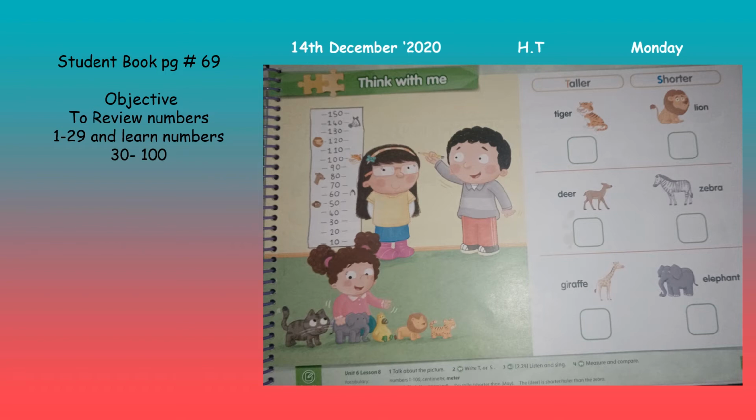And then what you have to do? You have to practice these sentences like: I am taller than you, or you can say she is shorter than me, the deer is shorter, and the zebra is taller. These types of sentences you have to practice at home.